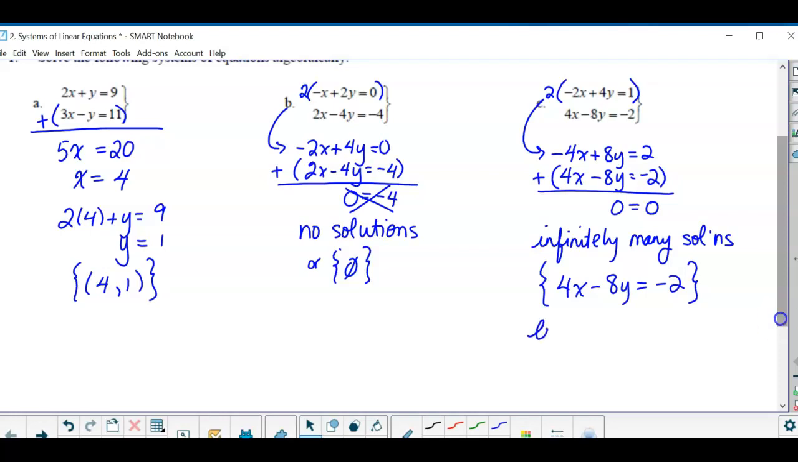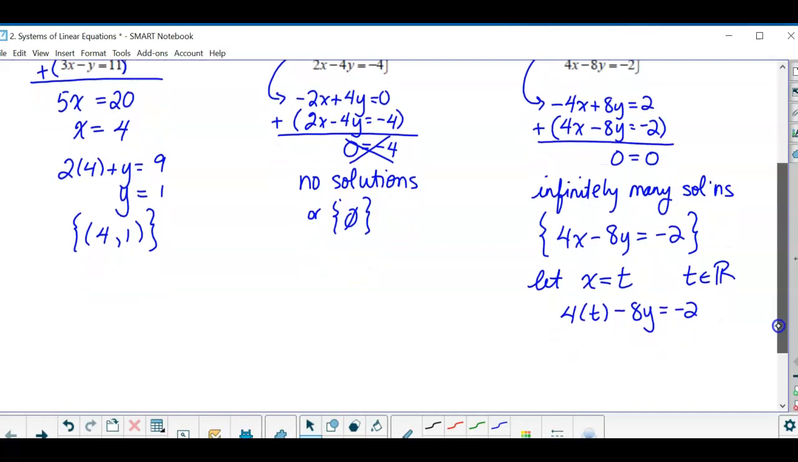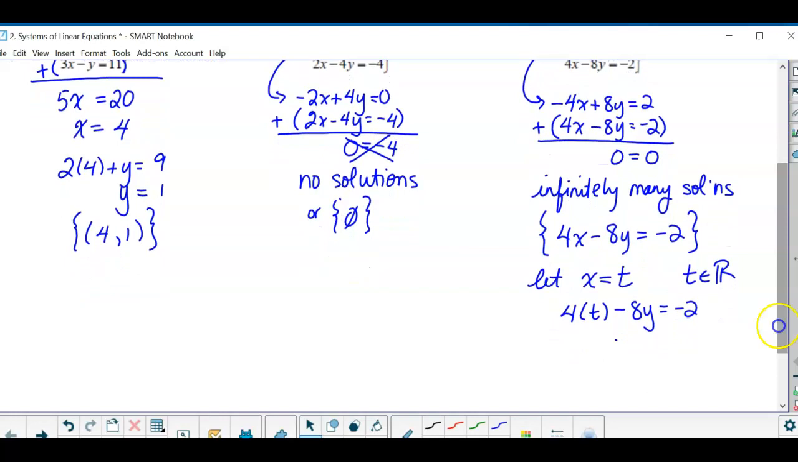So if we let, for example, x be some parameter t, where t is a real number, okay? And then we substitute that into the second equation, then we'll get -8y equals -4t minus 2, and solve for y. We get y equals 1/2 t plus 1/4.